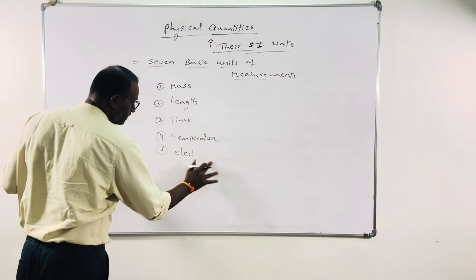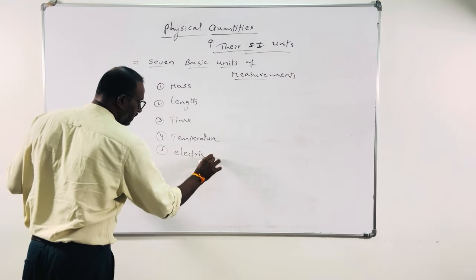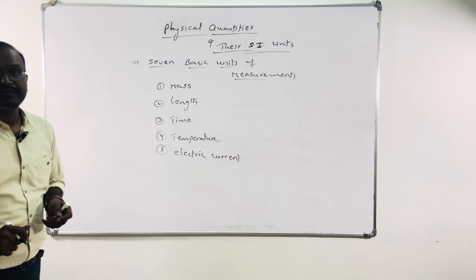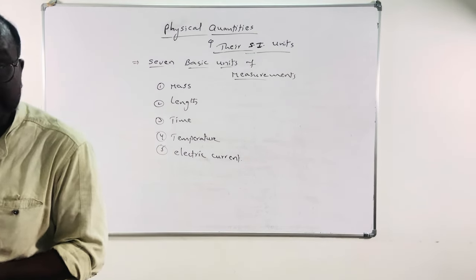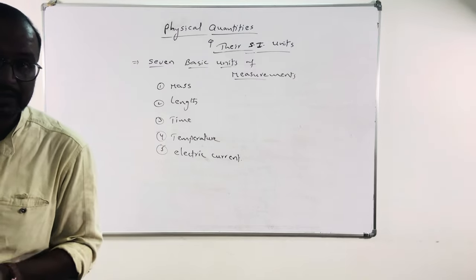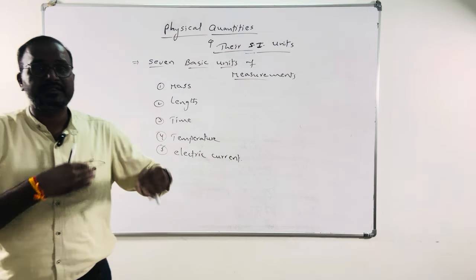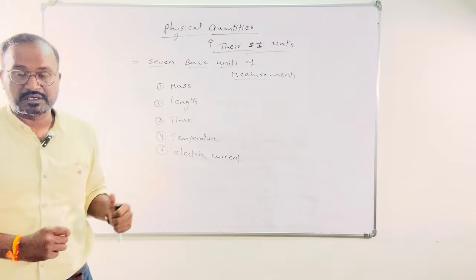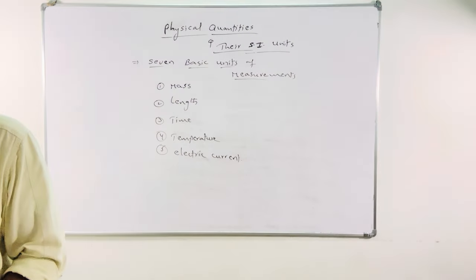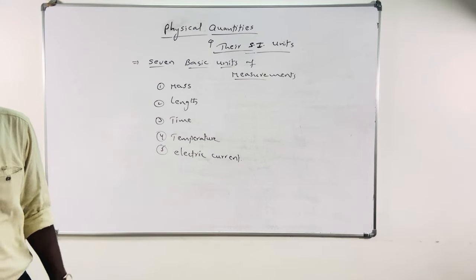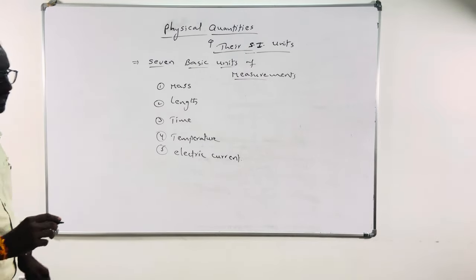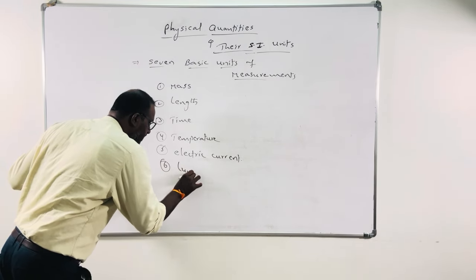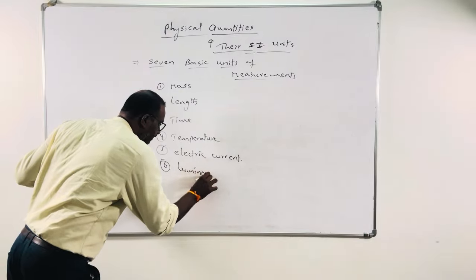Please concentrate so you will understand the basics of chemistry. If you are not understanding all these things, it is not possible to understand the basics, and further chemistry topics become difficult. They look very simple but are not very simple. Sixth one is luminous intensity.